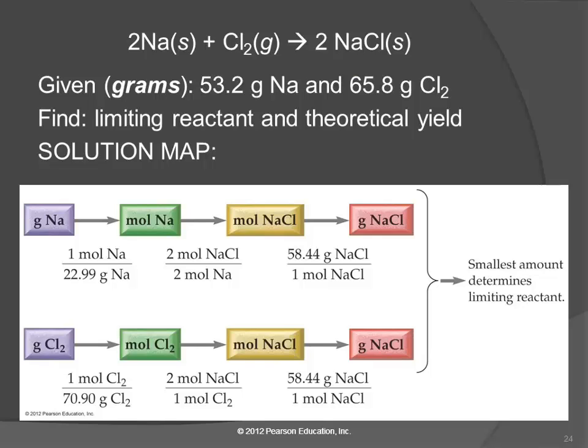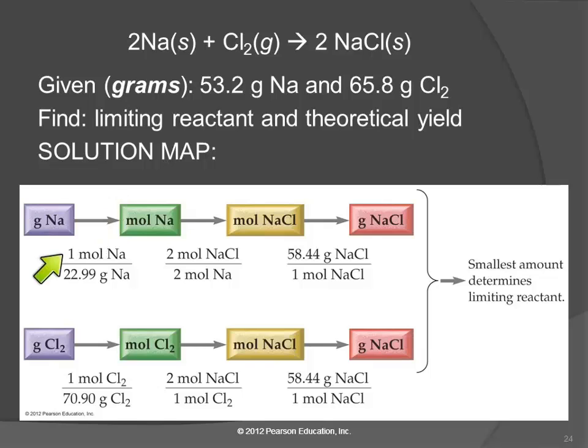So we're given 53.2 grams of sodium and 65.8 grams of chlorine, and they're asking us to find the limiting reactant and the theoretical yield. So all the words around this are gone, and this is just distilled down to the important information. So we look at this and we see that we are given two reactants masses, and so that's going to tell us this is a limiting reactant problem.